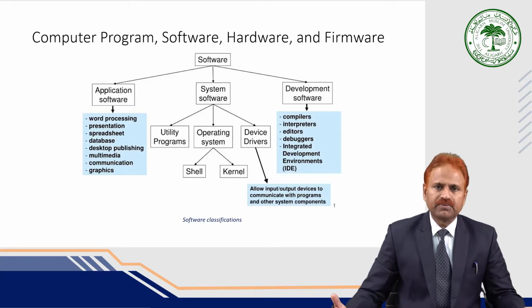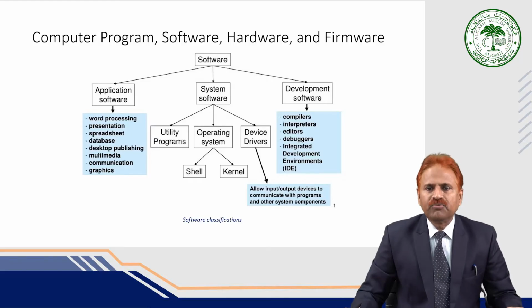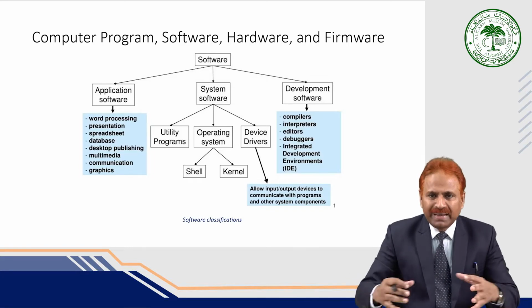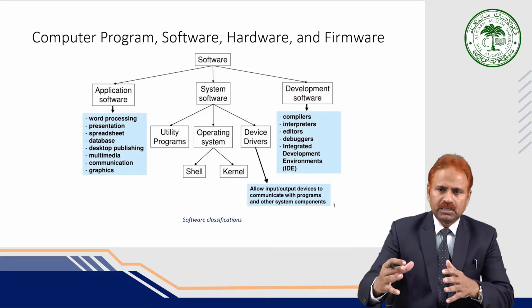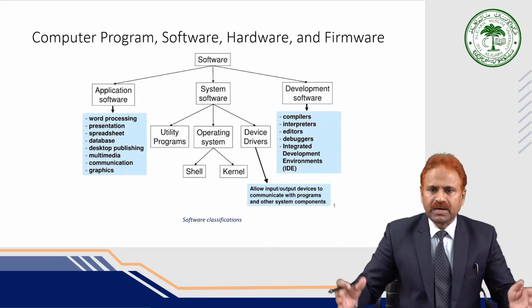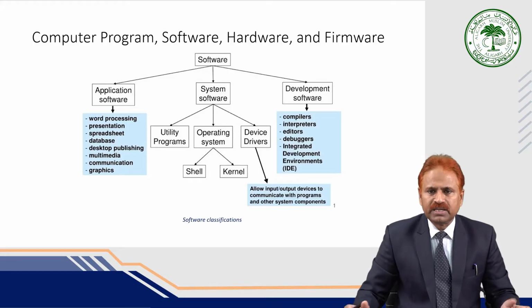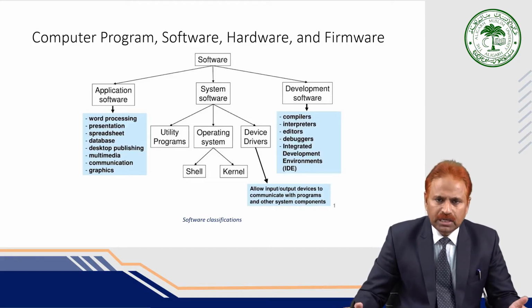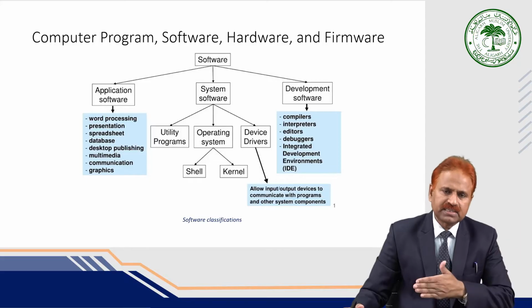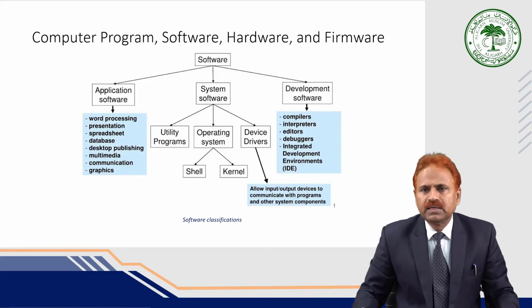The operating system in itself is an example of system software. Then there are various device drivers, which are software that makes various kinds of devices usable and lets them communicate with other parts of the computer. They allow input-output devices to communicate with programs and other system components. Operating systems sometimes consist of two components: the shell part and the kernel part. We will discuss both these parts in the latter part of our discussion.